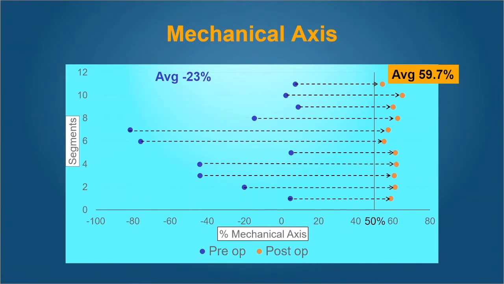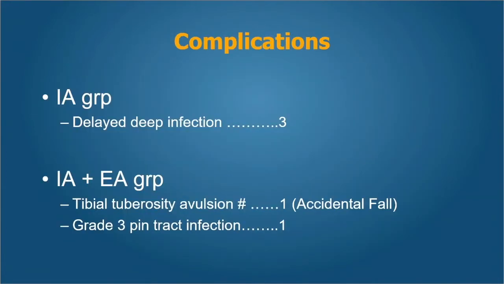Of course, we have had our share of complications. We've had delayed deep infection in 3 patients for various reasons, which are explainable. But fortunately, the osteotomy healed up, and all I had to do was remove the plate. In the second group, we had a very bad grade 3 pin infection in the lower tibia, but I have to mention this is not magic, and it took a while to heal.